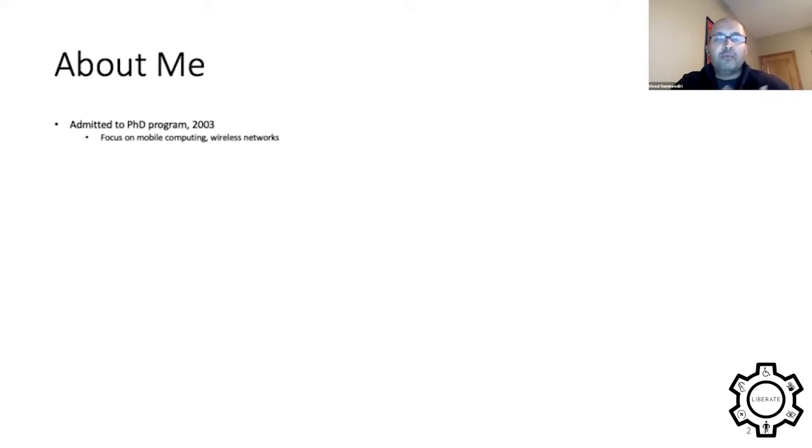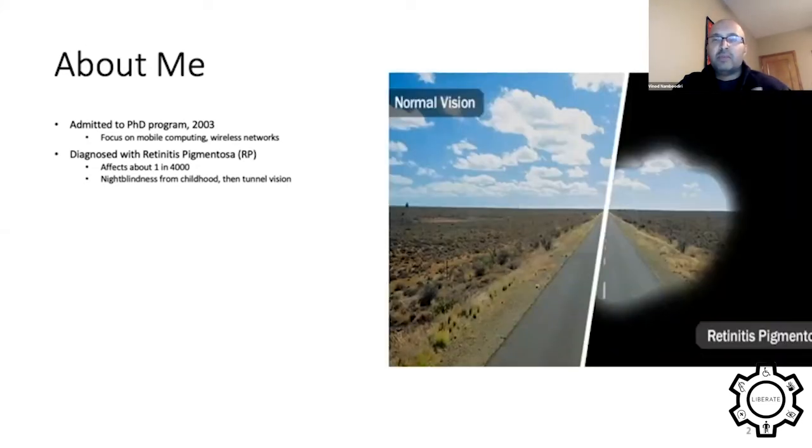I was admitted to a PhD program back in 2003, and my initial research area was mobile computing and wireless networks. Sometime after that, I was diagnosed with a condition known as retinitis pigmentosa, a very rare disorder that affects 1 in 4,000. It causes night blindness from childhood and then progressive tunnel vision. You can see how the tunnel vision looks for those with retinitis pigmentosa, and of course the width of the tunnel varies with the level of light intensity.